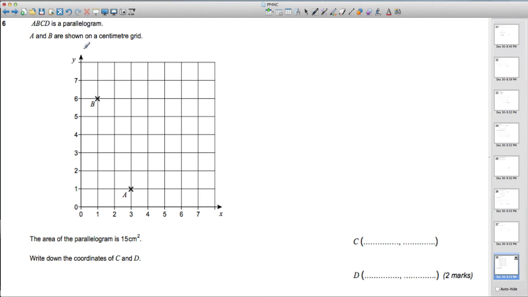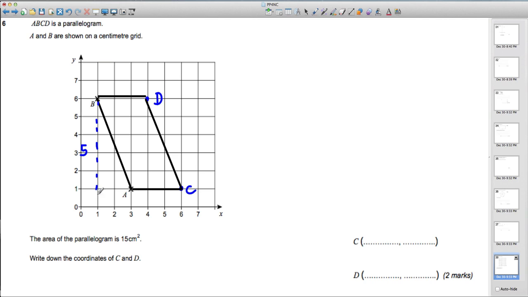Next question. ABCD is a parallelogram. A and B are shown. So A and B are as follows. The area of the parallelogram is 15 centimetres squared. Write down the coordinates of C and D. Okay, if it's a parallelogram and it's 15 centimetres squared, let's work out the height of this parallelogram. The right angle height there is 5, so it must be 3 across. So it must be, let's say, 3 across here and 3 across here. That could be C, that could be D. And then you could draw it in as follows.